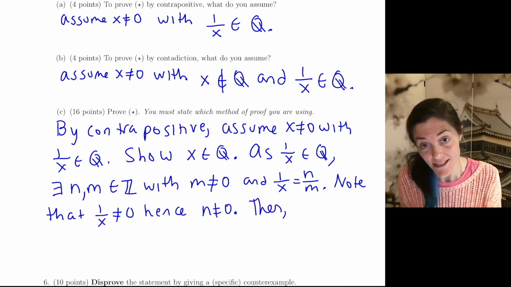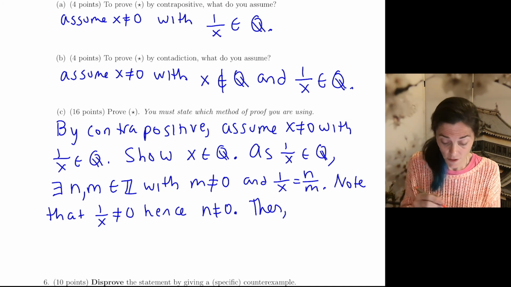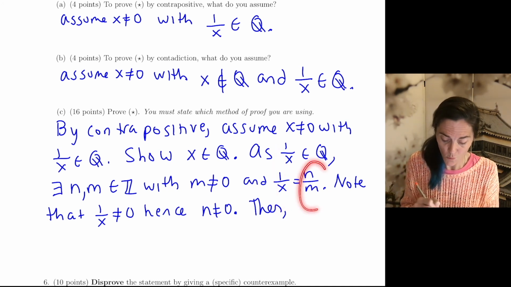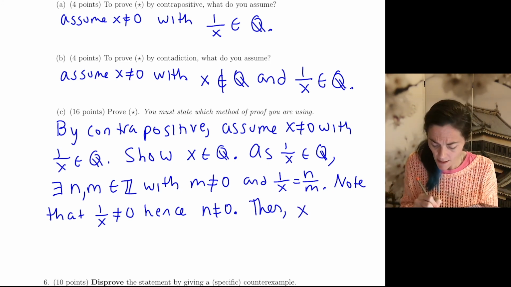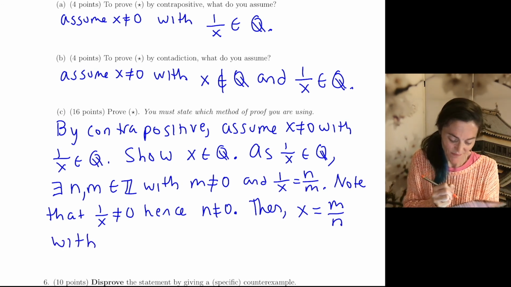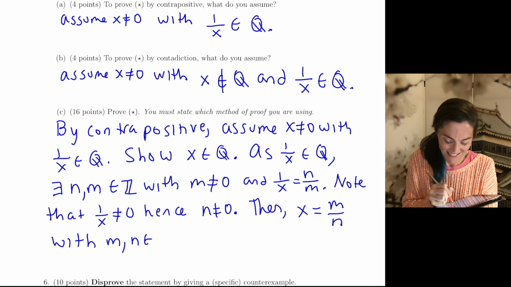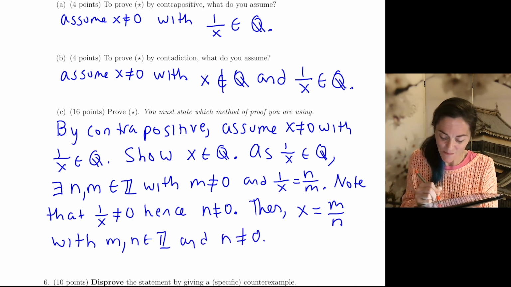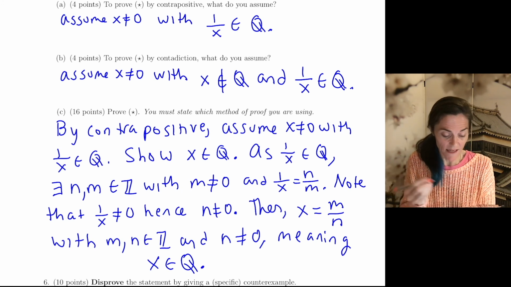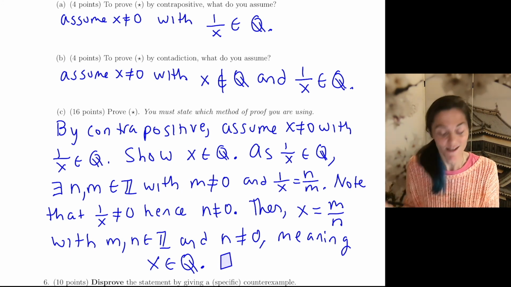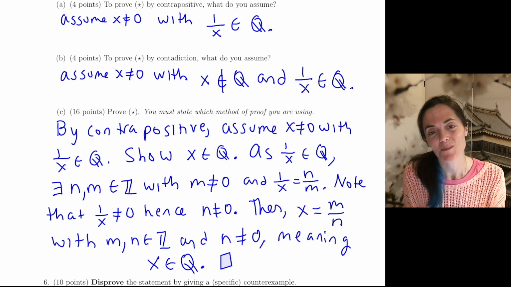Now, I want to say that x itself is a rational number, and all I have to do is take 1 over this and 1 over this. So I take 1 over each side of this equality, and I get that x equals m over n with m, n integers, and n not equal to 0. And this means that x itself is rational. This is the end of the proof. I have stated what I wanted to show, and I have shown it. This is a proof by contrapositive.